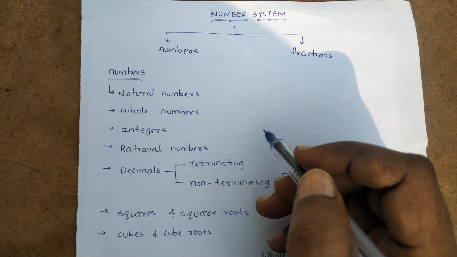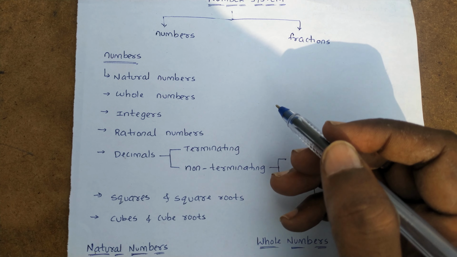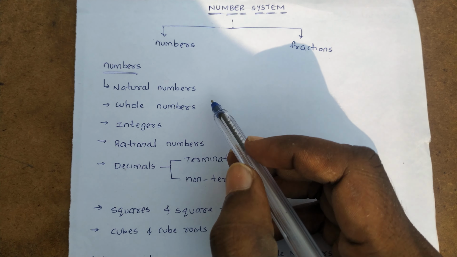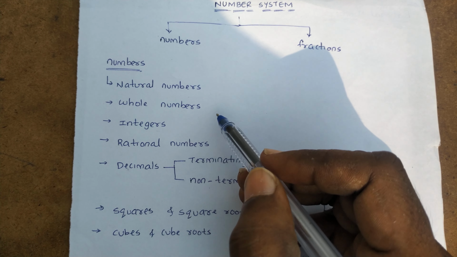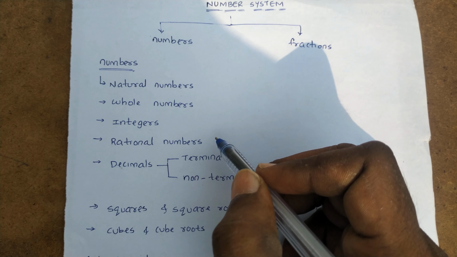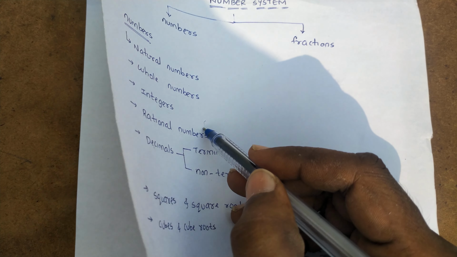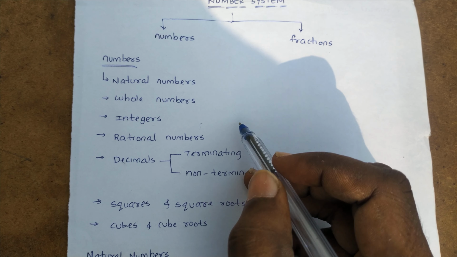Hi friends, in previous videos we have covered whole numbers, integers and some of the properties of integers, right? So briefly we have covered natural numbers, whole numbers, integers and some of the properties of integers. So in today's class we are going to cover rational numbers. We are going one by one, right? So in today's class we will cover rational numbers.